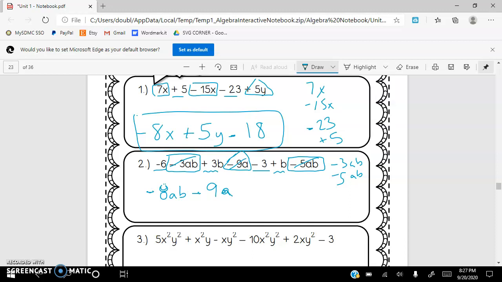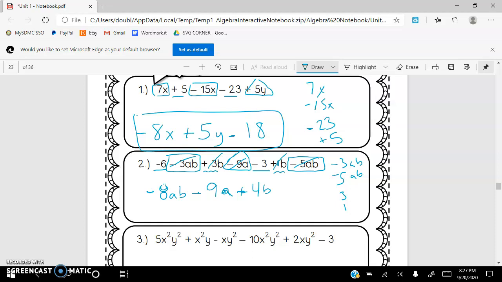So I have 3B plus B. And remember, I always tell you, you can put a 1 in front of that B if it helps you. So 3 plus 1 is 4. So we get a positive 4B. And let me go ahead and cross them out.